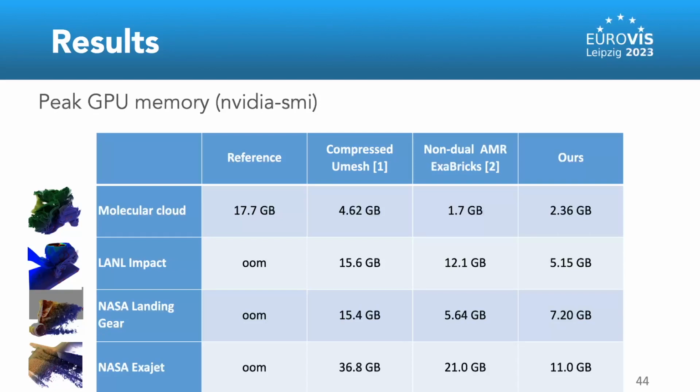And we can see that we beat every unstructured element rendering method by a significant margin. In particular, the bigger the datasets are, we can see that we perform much better in memory. And what we also observe is that we beat Hexabricks, which is a non-dual mesh AMR rendering tool, in peak memory consumption. Not always, but at the very least for the bigger datasets.